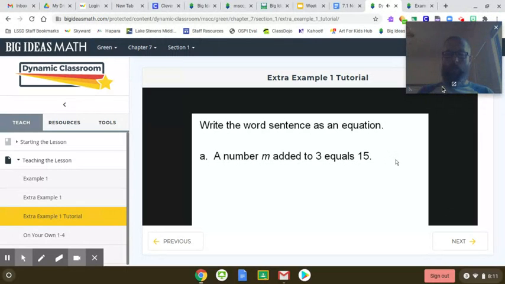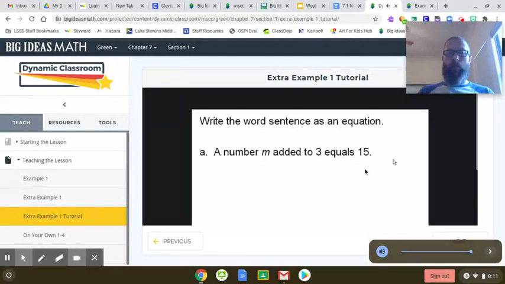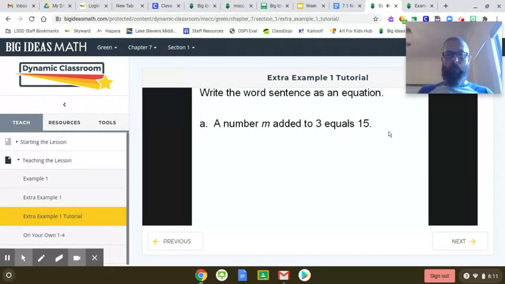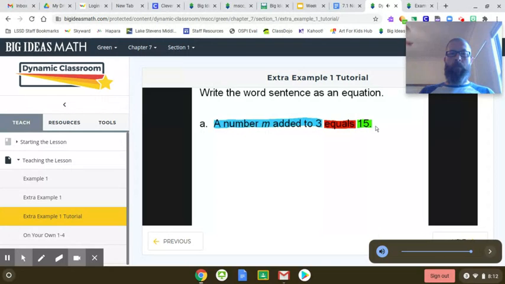Write the word sentence as an equation. Remember, an equation is a mathematical sentence that uses an equal sign to show that two expressions are equal. Let's look at an example. A number m added to 3 equals 15. First, look for key words or phrases to find where to place the equal sign. The word equals represents the equal sign. Next, let's find the two expressions in the equation. The first expression is a number m added to 3. And the second expression is 15. Now we are ready to write the equation.